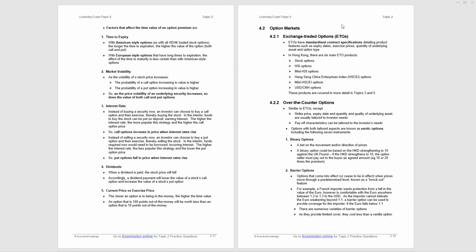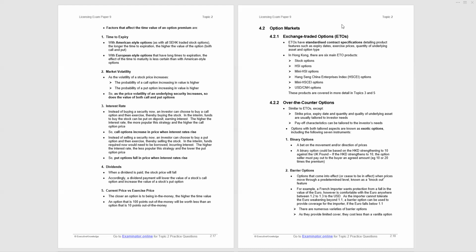And in Hong Kong, we've got 6 main exchange traded option categories: stock options, where the actual stocks themselves are the underlying, and then the index options, Hang Seng Index, etc. And they're listed there. We cover them in more detail in topics 3 and 5. And then we have over-the-counter options. Now, these are similar to exchange traded options, except they are tailor-made and they are not traded on an exchange.